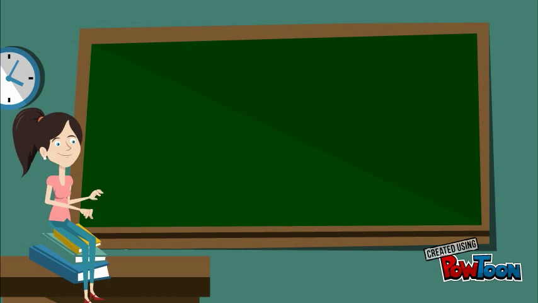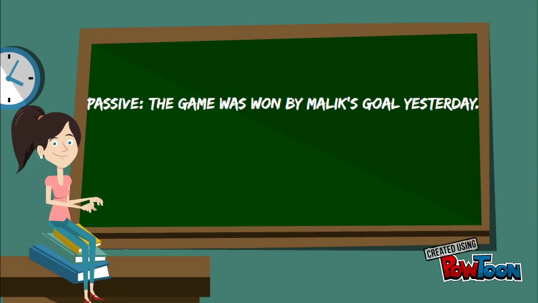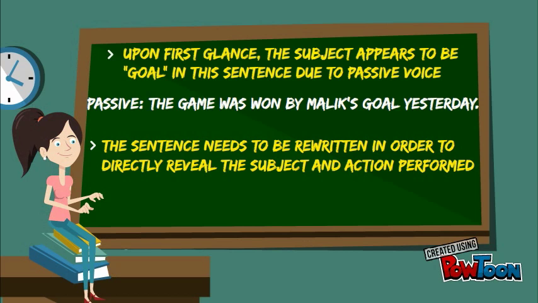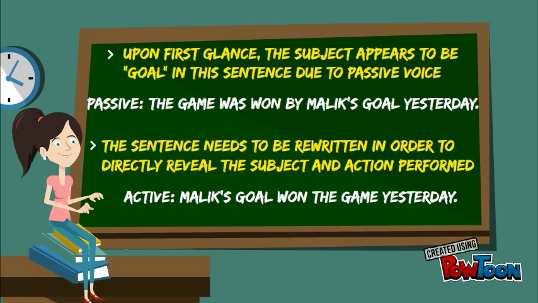As another example, view the sentence below written in passive voice. Upon first glance, the subject appears to be goal in this sentence due to passive voice. Again, the sentence needs to be rewritten in order to directly reveal the subject and action performed.